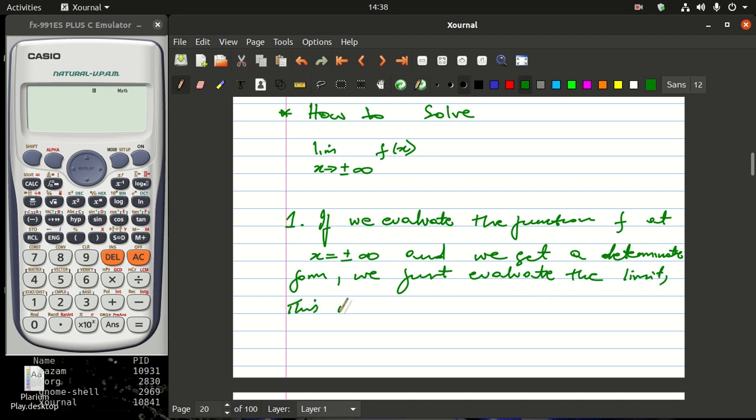This is because we will be able to evaluate the limit with no issues.